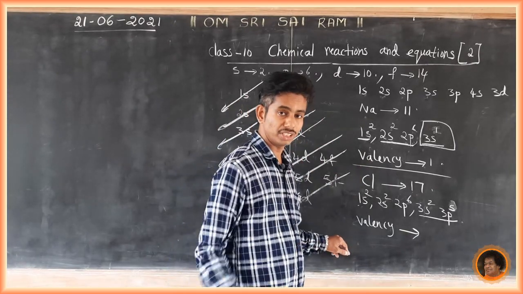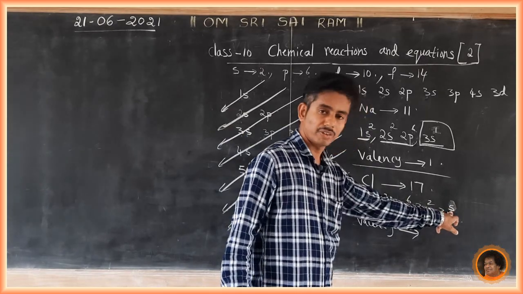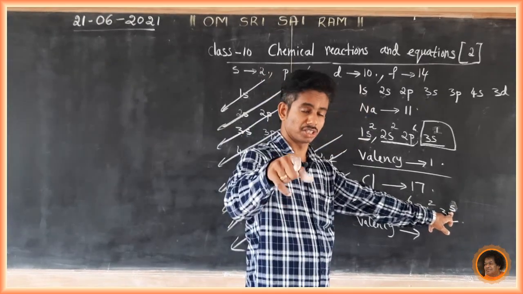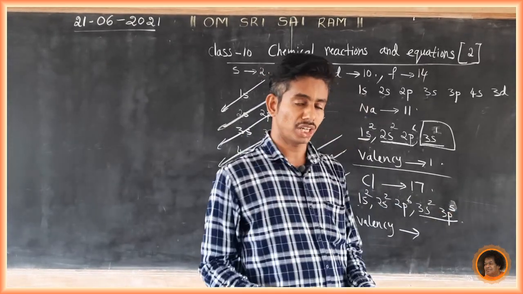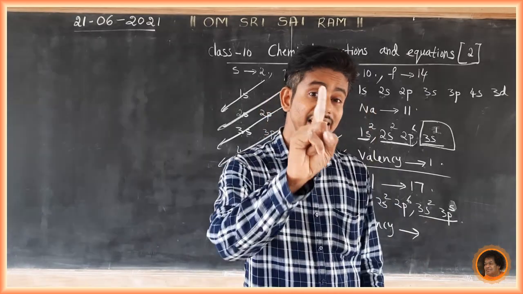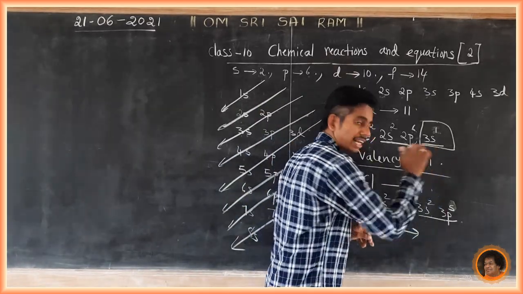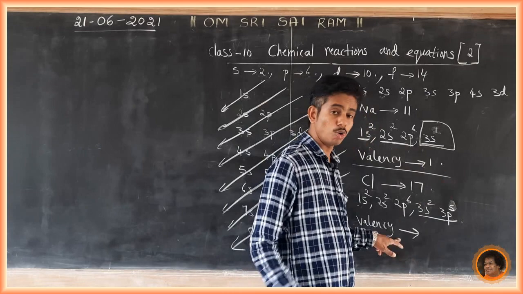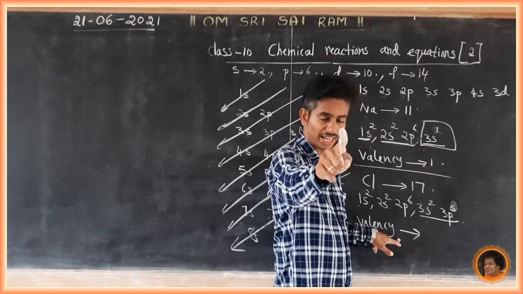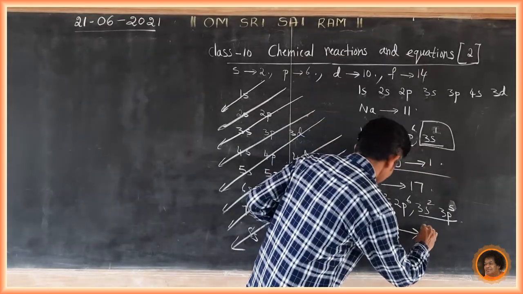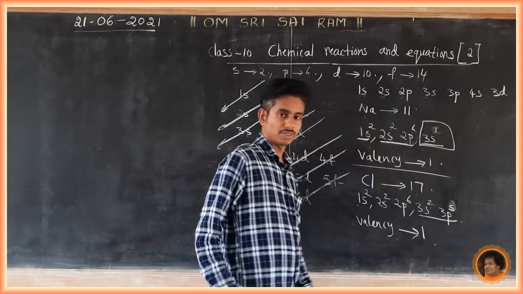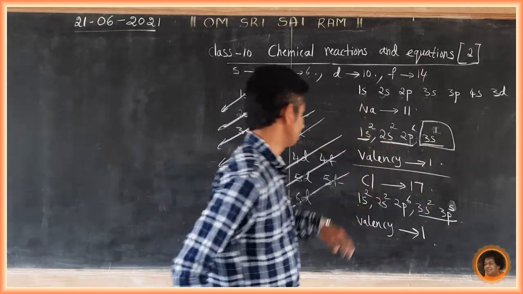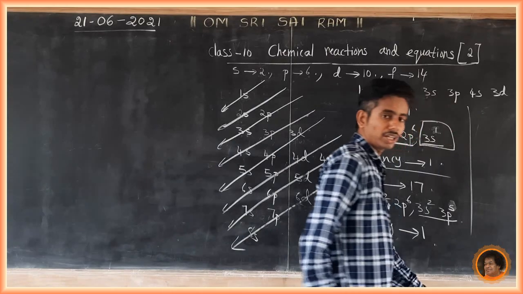So, what is the valency? Octet structure means in its outermost shell it requires 8 electrons. Now it has 7 electrons. How many electrons does it require? 1 electron. So its valency is 1. Valency is 1. From this, write the molecular formula.